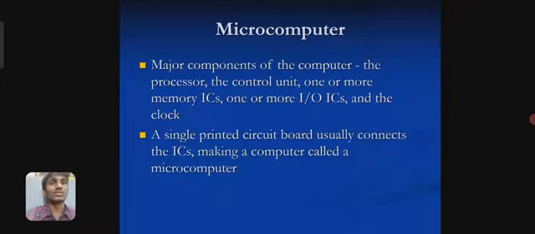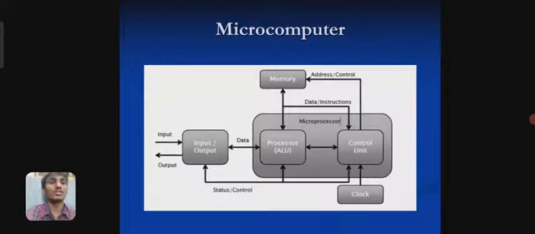So what is a microcomputer? The major components of the computer are the microprocessor, the control unit, one or more memory ICs, one or more input output ICs, and the clock. A single printed circuit board usually connects the ICs, making a computer called a microcomputer. Here you can see the structure of a microcomputer, which has input and output, ALU (arithmetic logical unit) and control unit, memory and clock blocks, which carry data, instructions, addresses, controls, data transfer and status control.